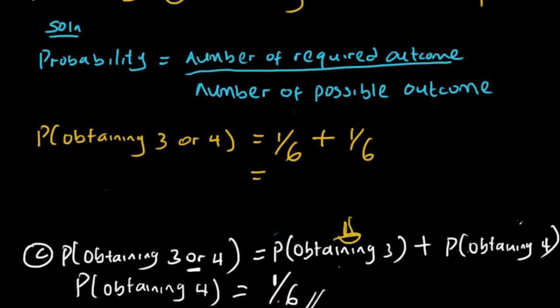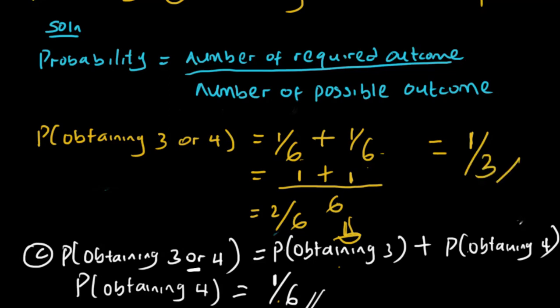So we find the LCM. LCM of 6 and 6 is 6. 6 divided by 6 is 1. 1 times 1 is 1. Plus 6 divided by 6 is 1. 1 times 1 is 1. So we have 2 all over 6. And 2 all over 6 will give us 1 over 3. So this here is the probability of obtaining 3 or 4.